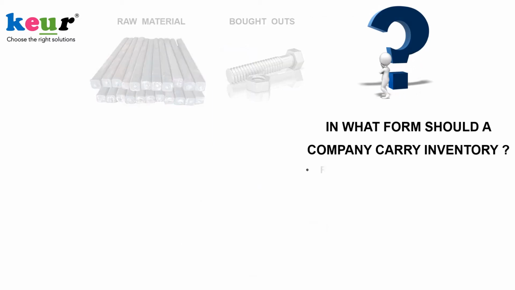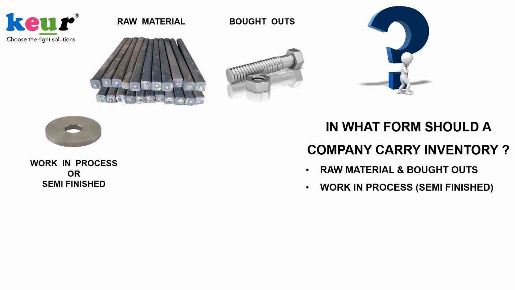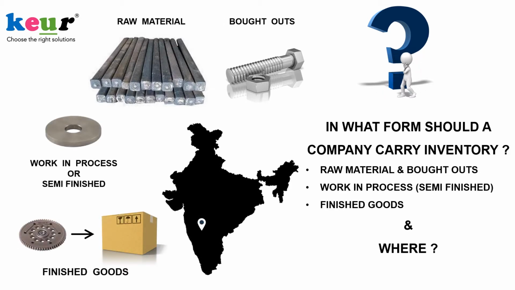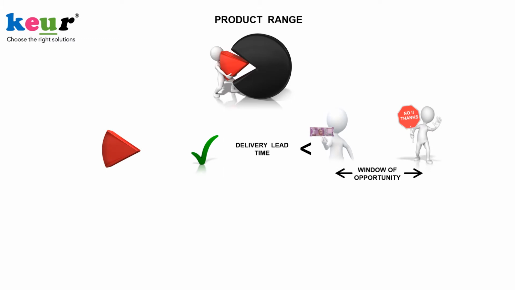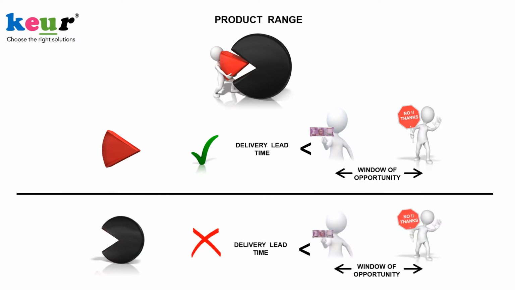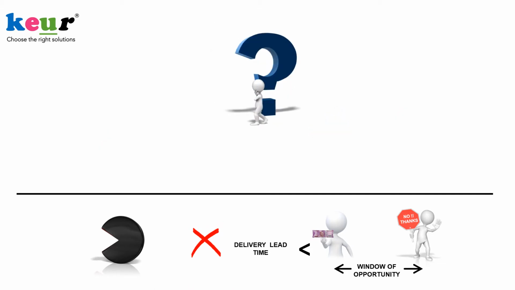In what form should a company carry inventory, raw material, semi-finished or finished goods, and where? In the previous video, we saw that a company can divide its entire product range into two parts. One part comprising those products for which the necessary condition is satisfied, and the other part comprising those products for which the necessary condition is not satisfied. Now we will take a look at how to deal with this other part.